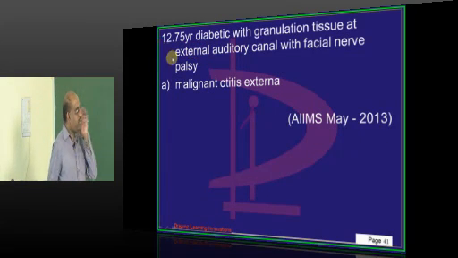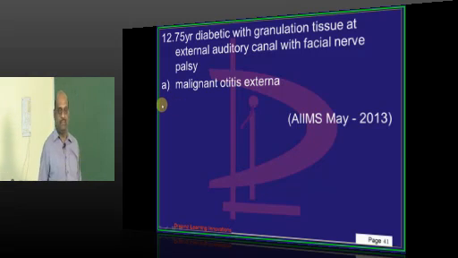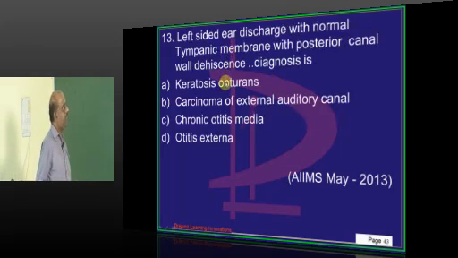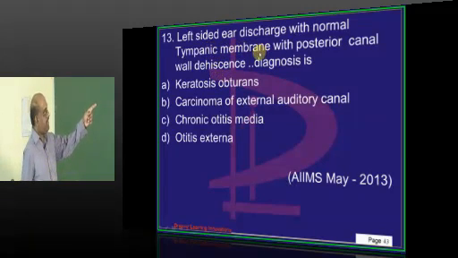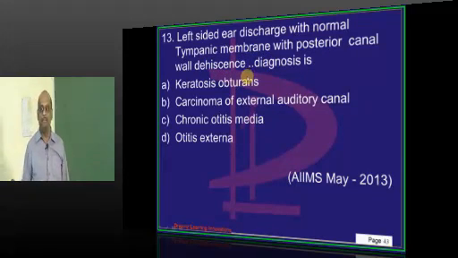75-year-old with granulation tissue and facial nerve palsy. What else? Malignant otitis externa. Many times asked in the exam. In a diabetic patient, left-sided ear discharge, but a normal tympanic membrane with a posterior canal wall dehiscence.